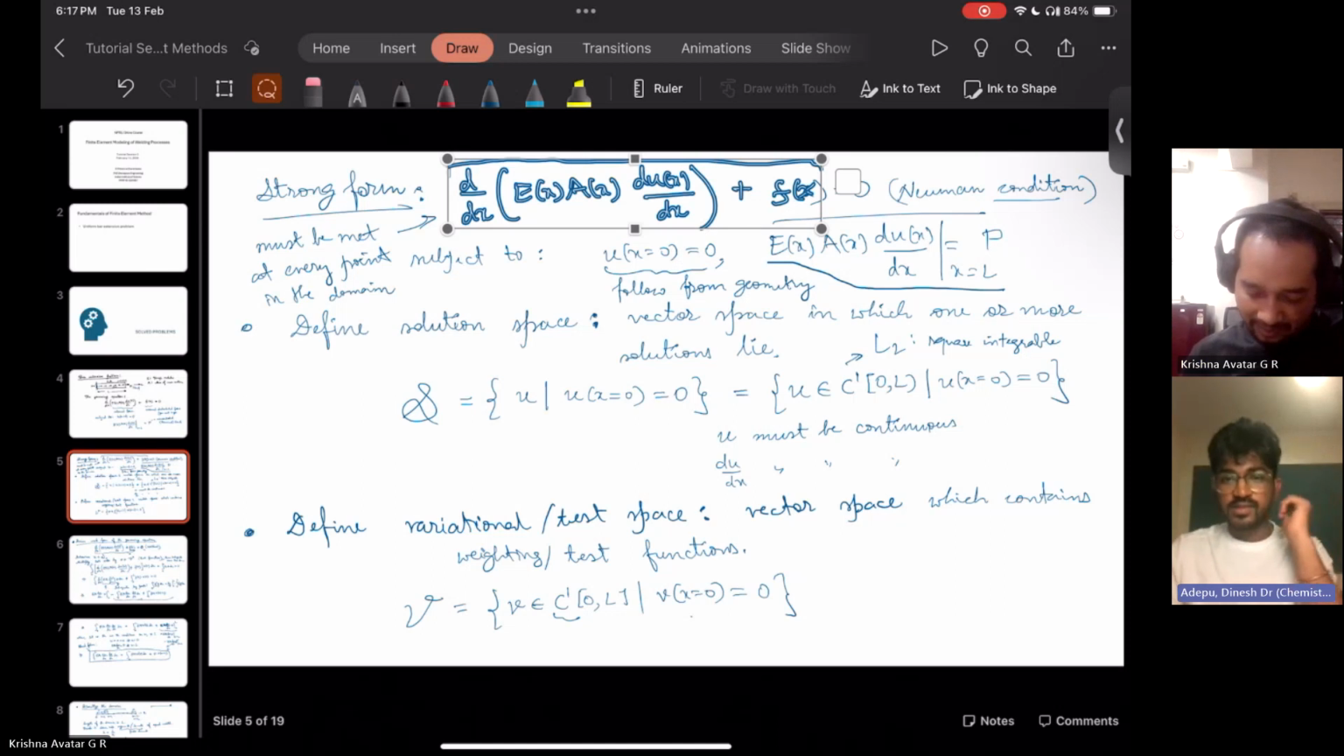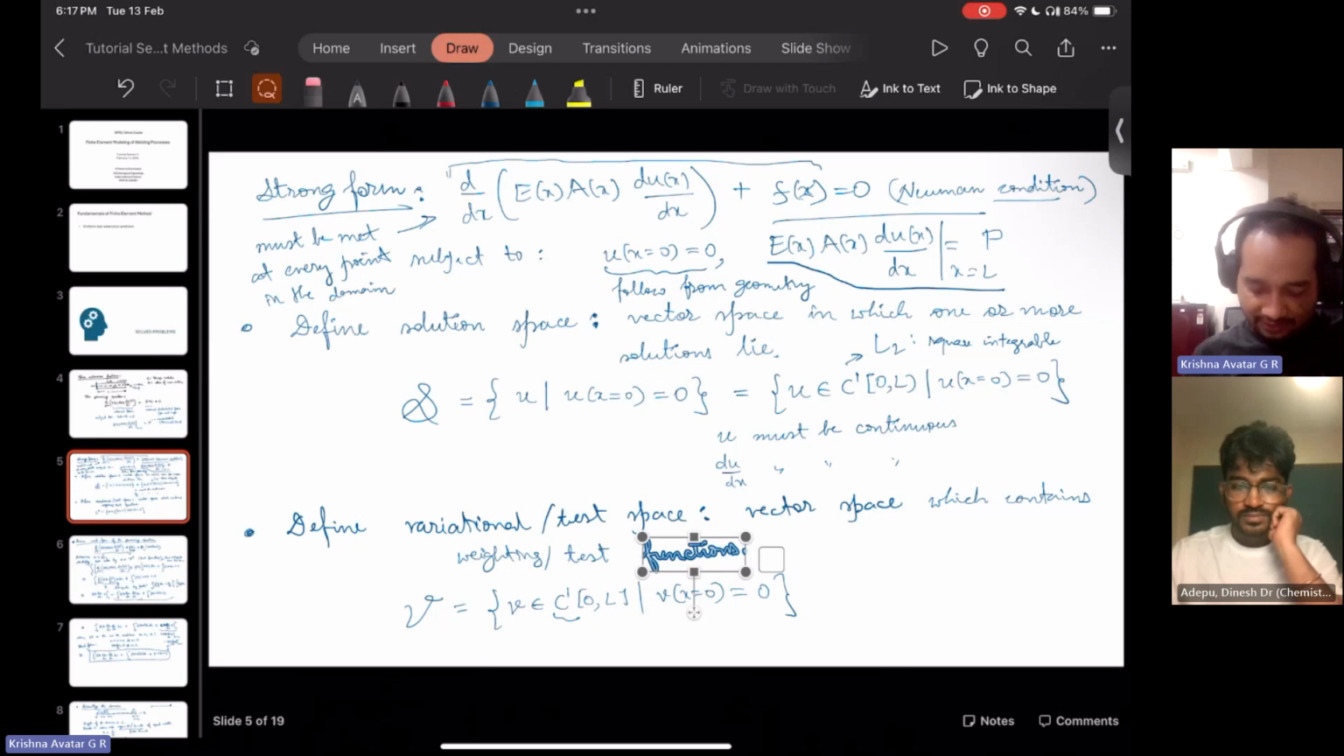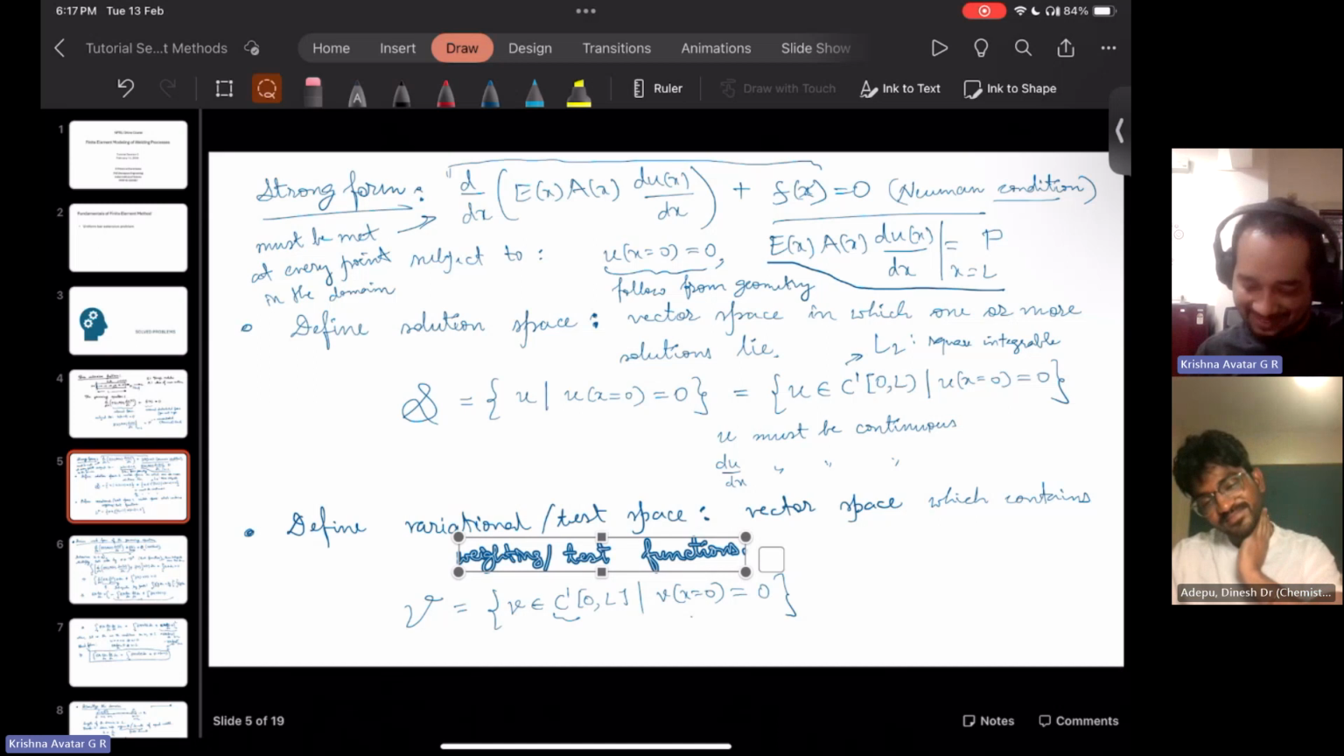Once we have defined our solution space, we also move to defining what we call the variational or test space. This is the vector space which contains weighting or test functions. So we are just laying down the abstract quantities. We'll use them sometime later.